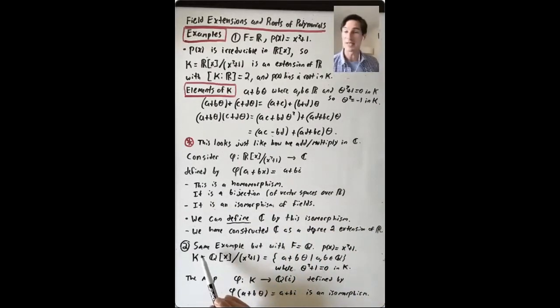All right, so we could do the same example exactly, but instead of starting with F equals R, we'd start with F equals Q. So we'll take the same polynomial, x squared plus 1, still irreducible. We get this quotient, and we can think of the elements as a plus b theta, where a and b are now in Q, and theta squared plus 1 equals 0 in K. And if you do the corresponding thing where you take elements of K, say a plus b theta, and send them to a plus bi, now we get an isomorphism between K and this field Q adjoin i that we saw at the beginning of chapter 7 of Dummit and Foote.